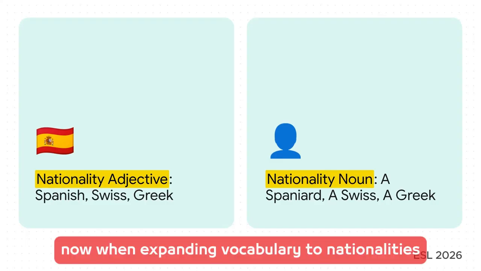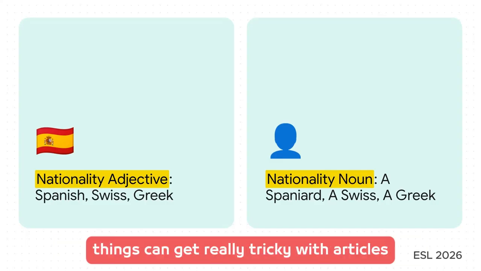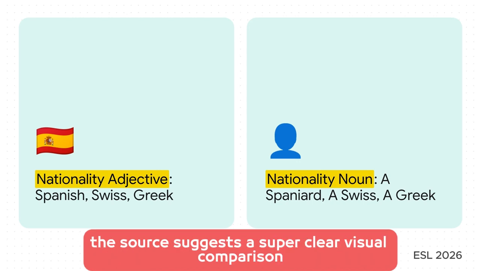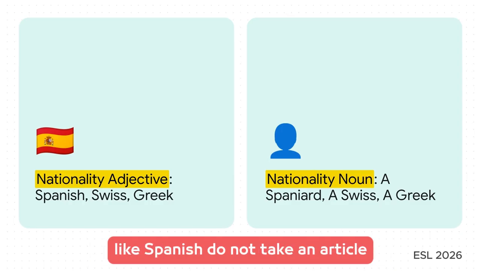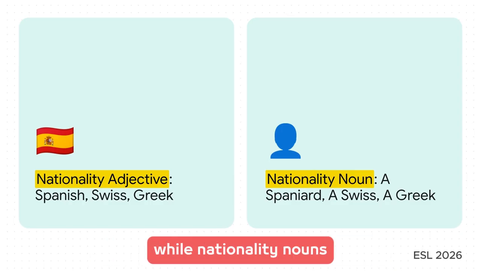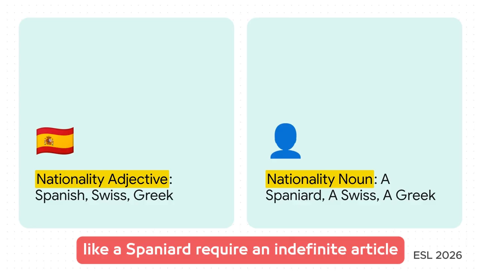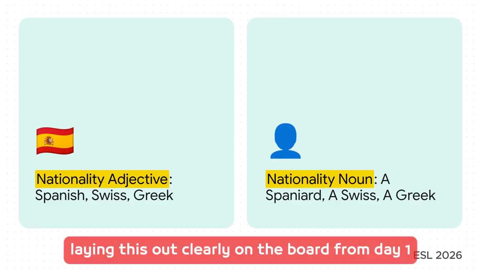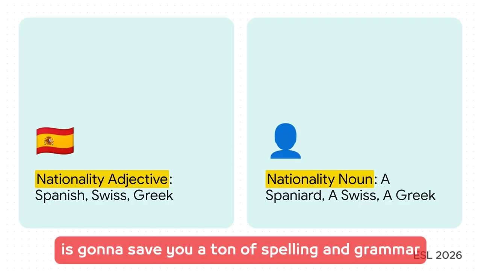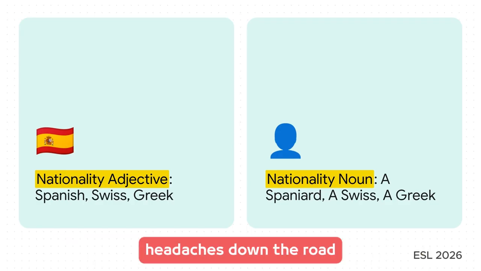Now, when expanding vocabulary to nationalities, things can get really tricky with articles. The source suggests a super clear visual comparison. You explain that nationality adjectives, like Spanish, do not take an article, while nationality nouns, like a Spaniard, require an indefinite article. The text notes that laying this out clearly on the board from day 1 is going to save you a ton of spelling and grammar headaches down the road.